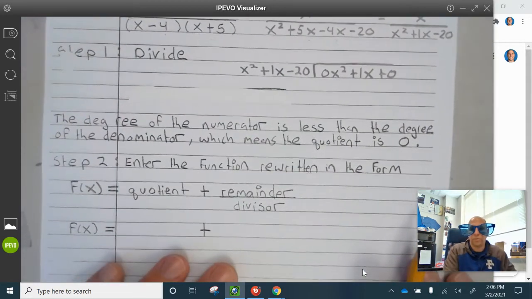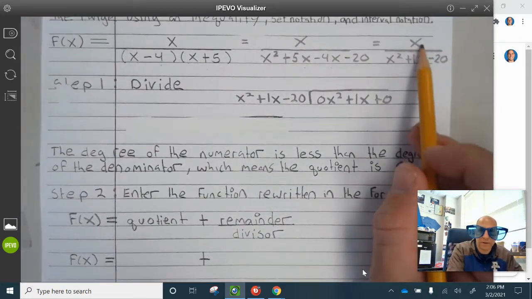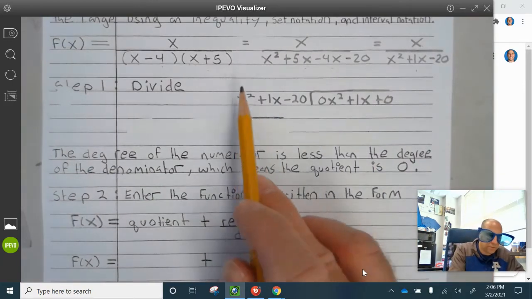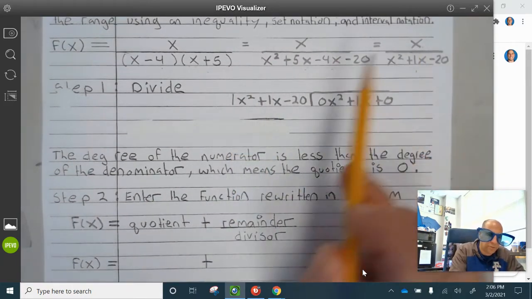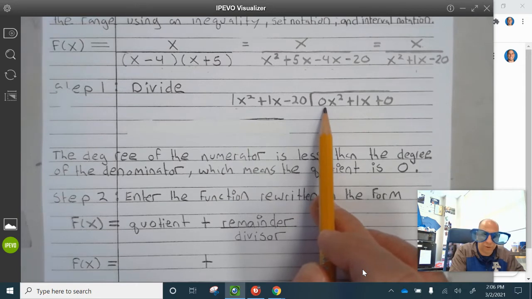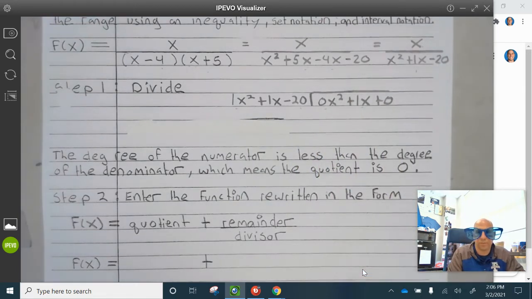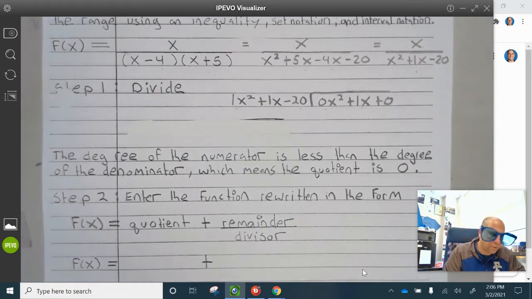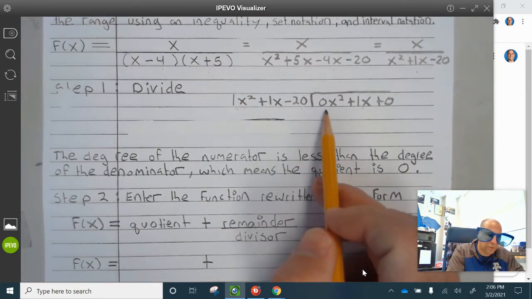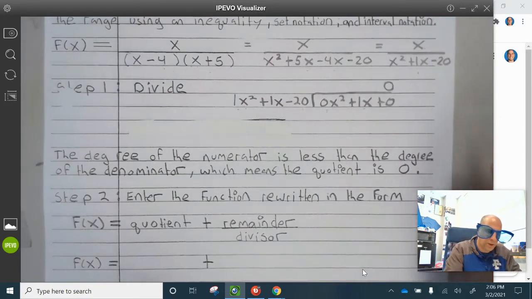So now we need to divide this into here. But the problem is we only have an x, but we have an x squared. So we have to add the 0x squared plus 1x. Now this has a constant, this doesn't, so plus 0. Okay? So now you're asking yourself, what do you multiply 1x squared by to give you 0x squared? The answer to that is 0. Okay? Which is the quotient.